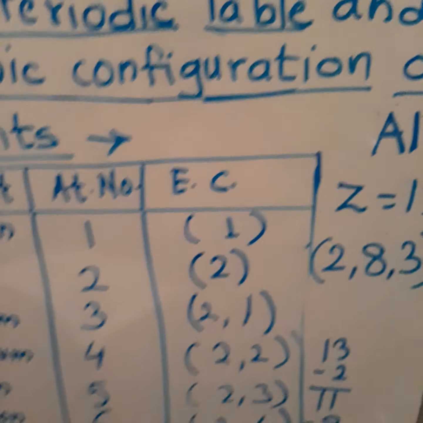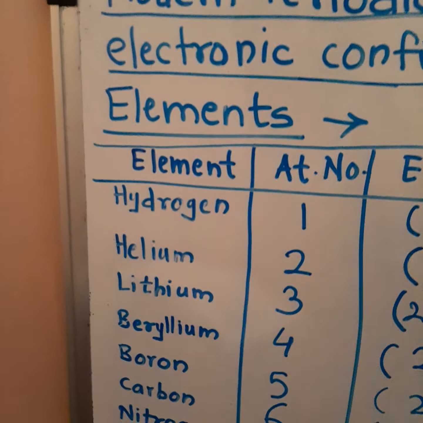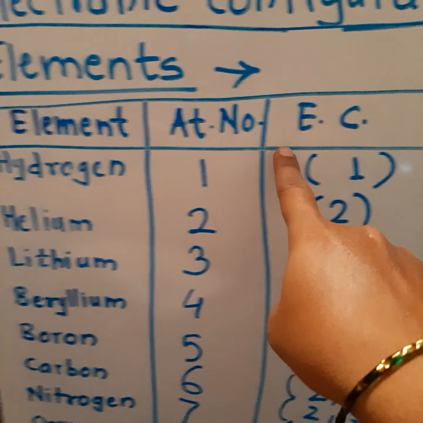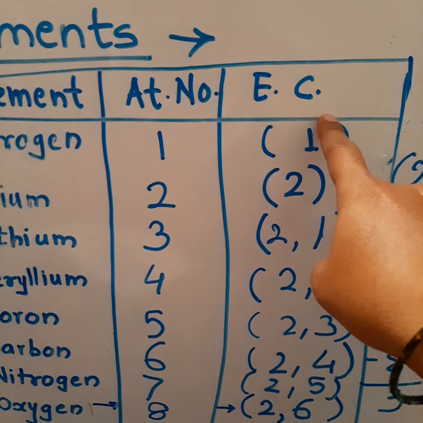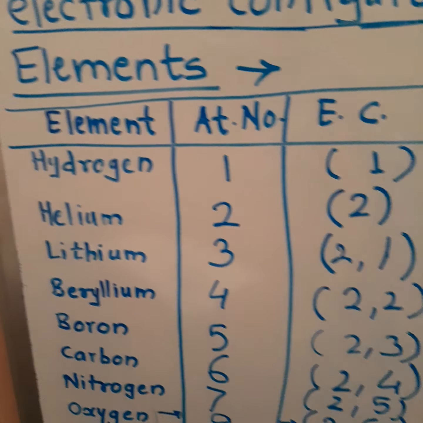Okay, students, you have to write the chart in this way. First write the element, then the atomic number, and then the electronic configuration. You have to write the electronic configuration for the first 20 elements.